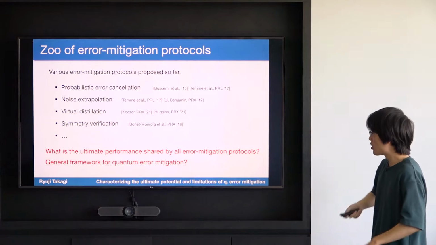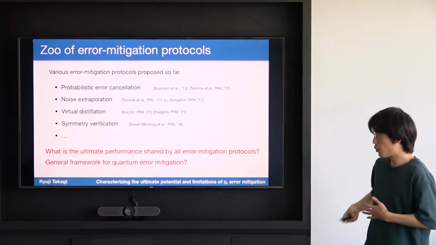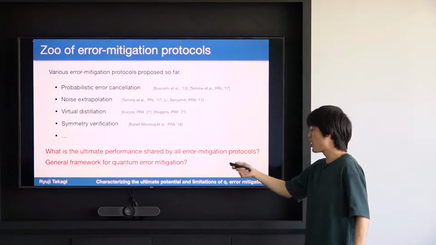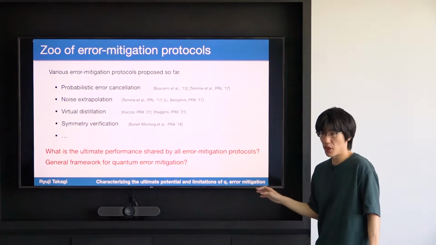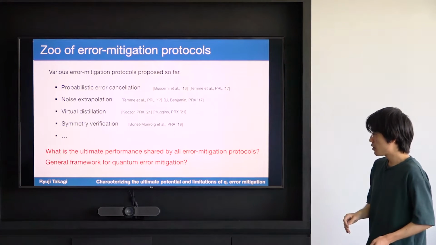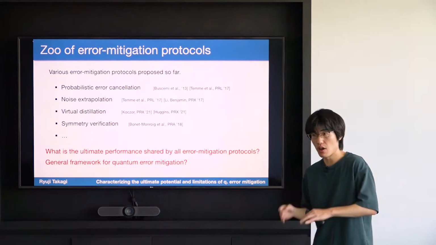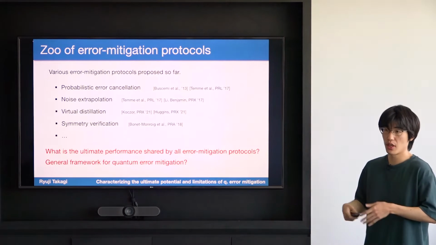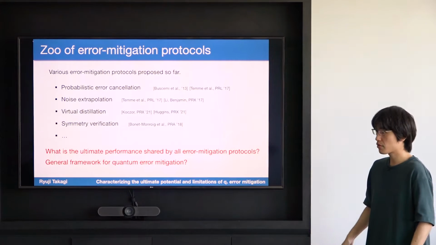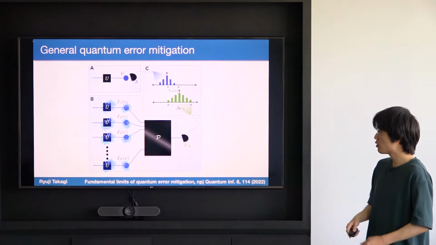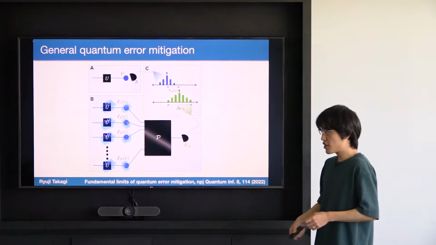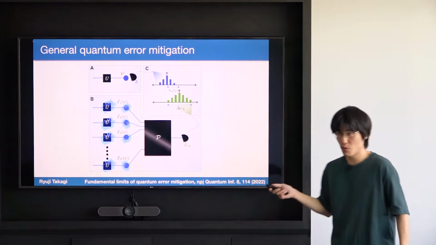So this is the motivation of our work. So basically, we ask: what is the ultimate performance shared by all error mitigation protocols? And to do that, we need to have some general framework for quantum error mitigation on which we can discuss some quantitative argument. Okay, so this is a summary of our general framework, which is pretty simple.